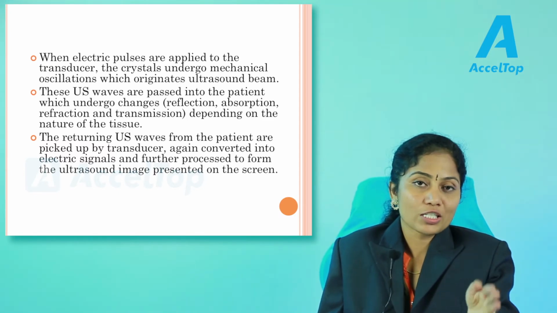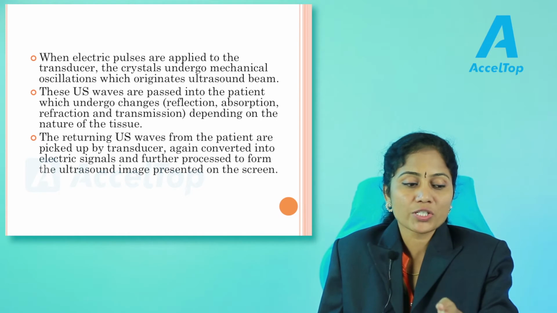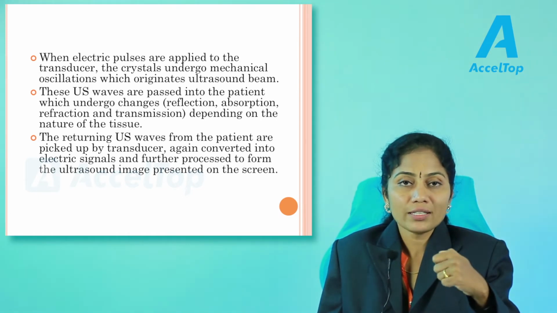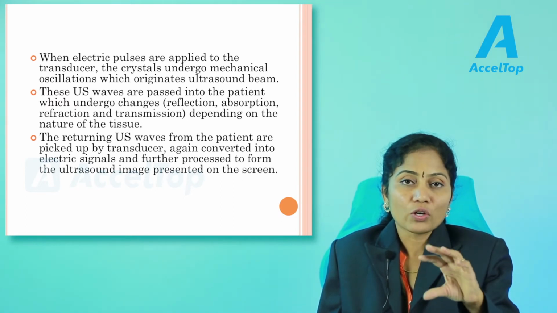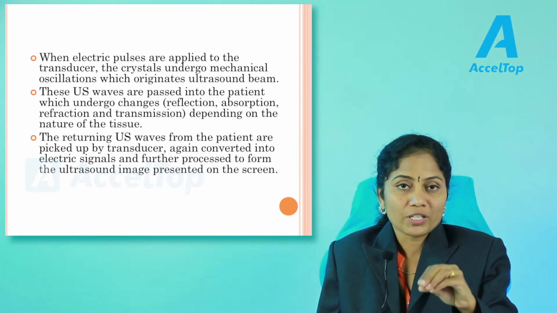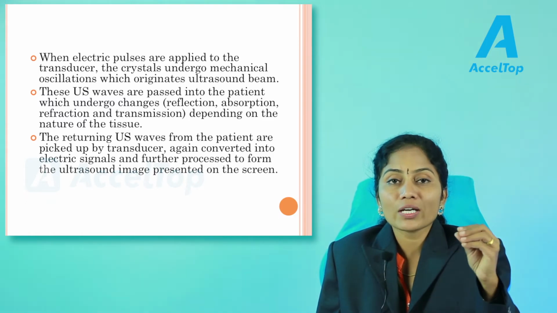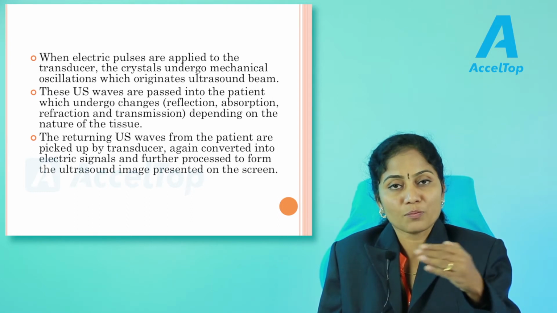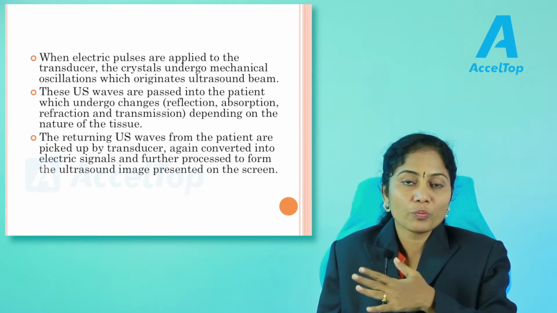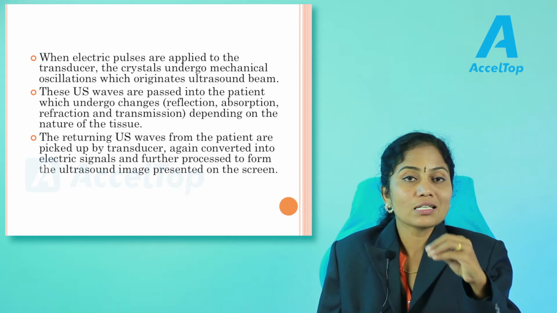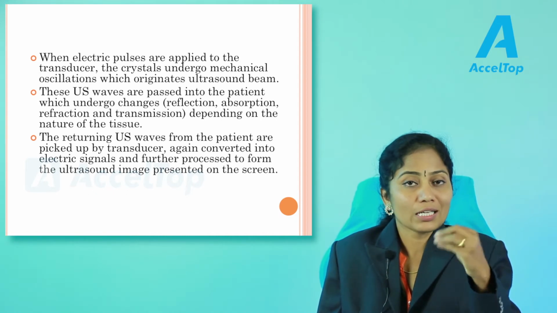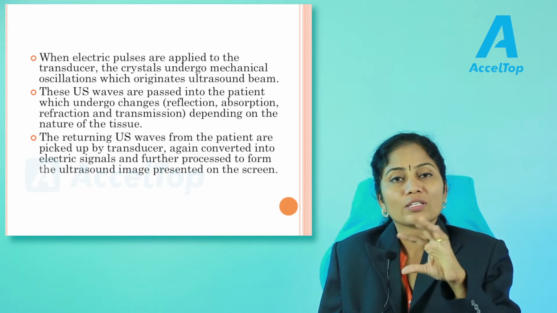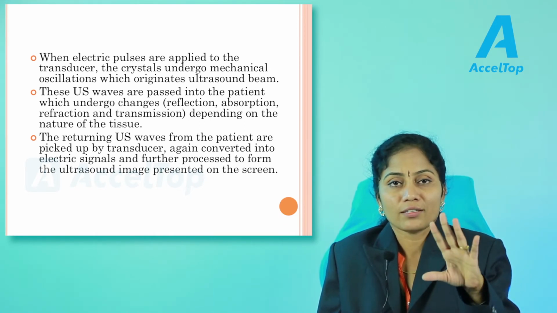What happens to the ultrasound waves when they enter the patient? They can undergo reflection, absorption, refraction and transmission depending on the nature of the tissue. For example, air. We already saw air is a poor conductor of sound. So it will not allow any ultrasound waves to pass beyond it. So there will be a shadow behind it, and that shadow is called dirty shadowing. Whereas if you see liquids, they will admit all the ultrasound to pass through, so that area will appear dark.